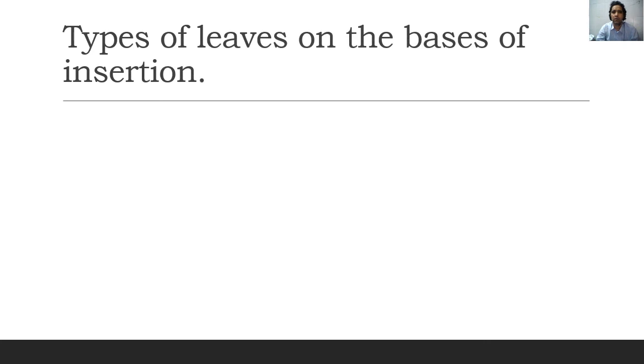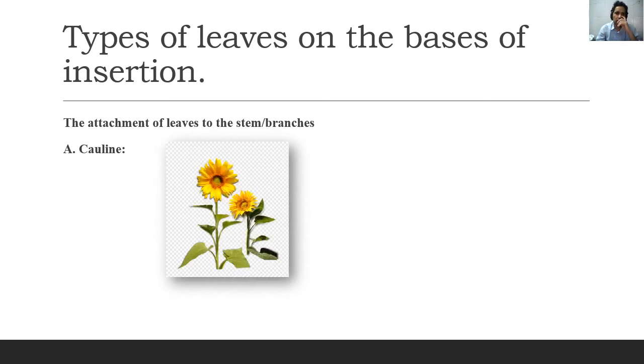Here you can see types of leaves on the basis of insertion, meaning the attachment of the leaf to the plant. To which part it is attached is discussed here. There are three types of attachment or insertion which frequently occur on stem and branches. First is cauline. In this case, the leaf is present on the main stem. It is very common. You can see here in the case of sunflower. This is the main stem of the sunflower, and leaves are attached here and there.